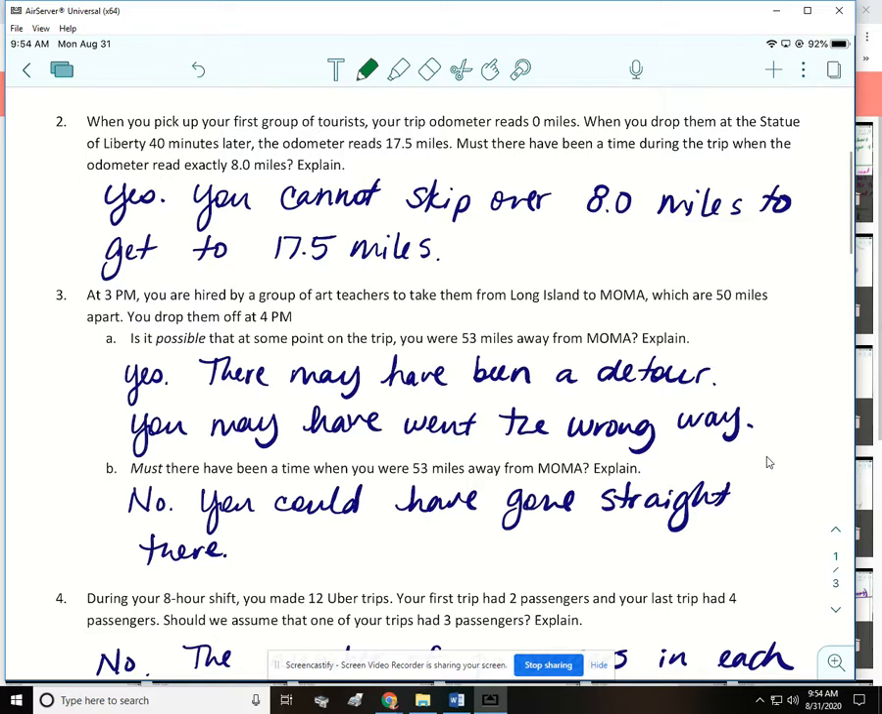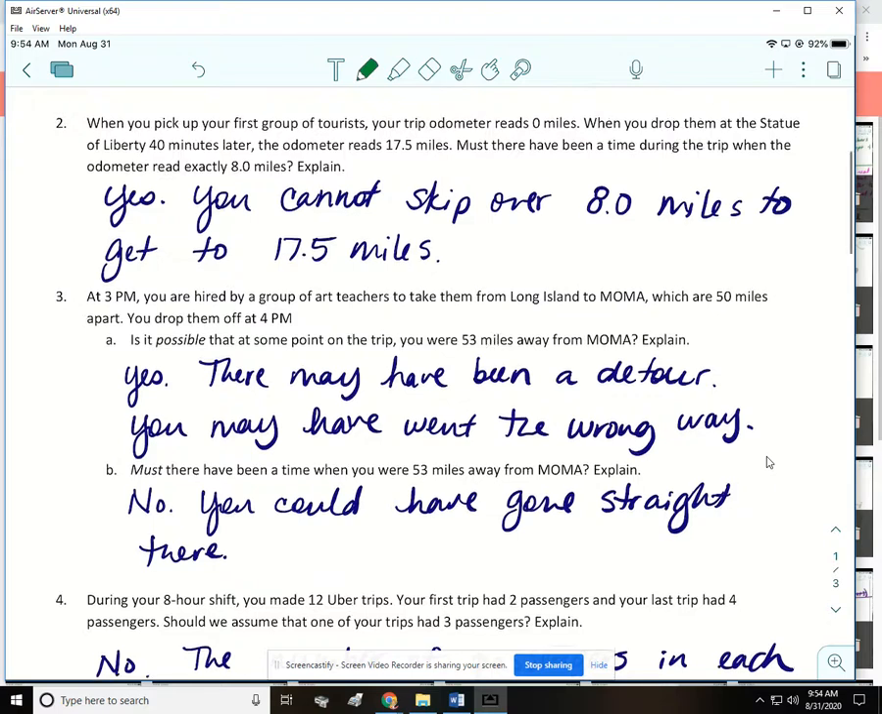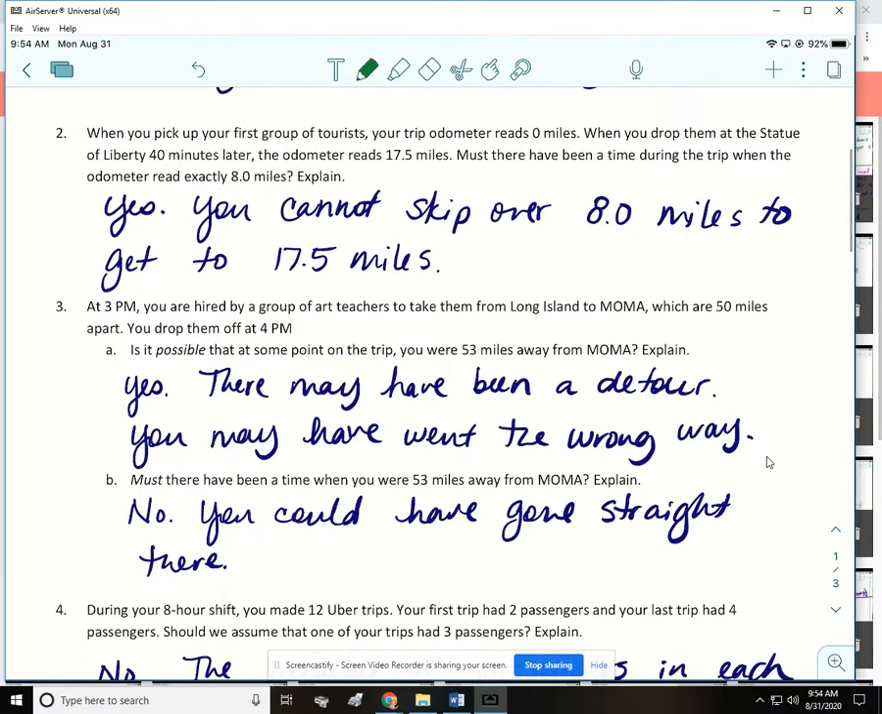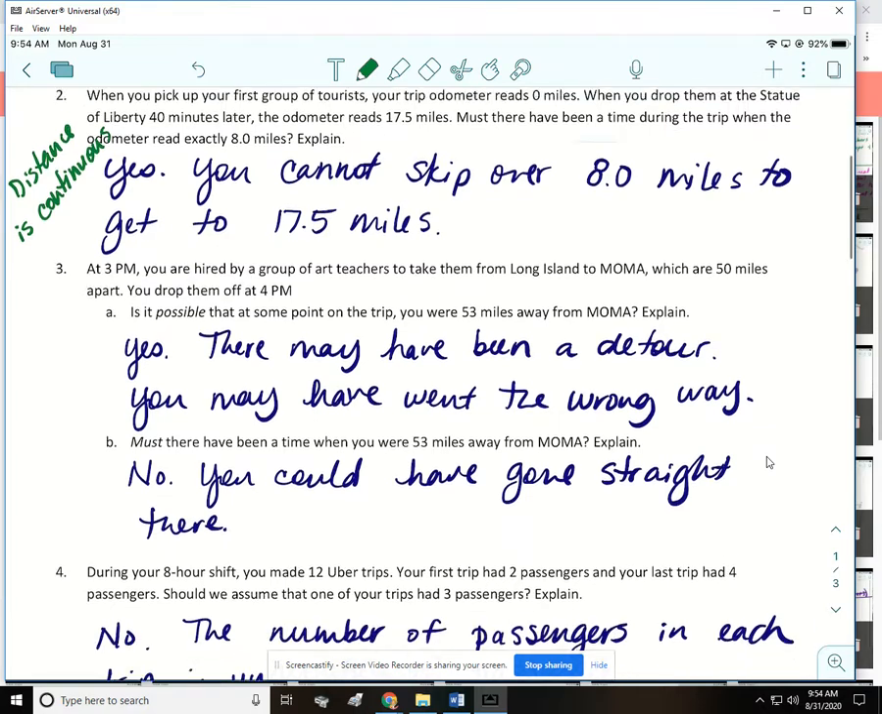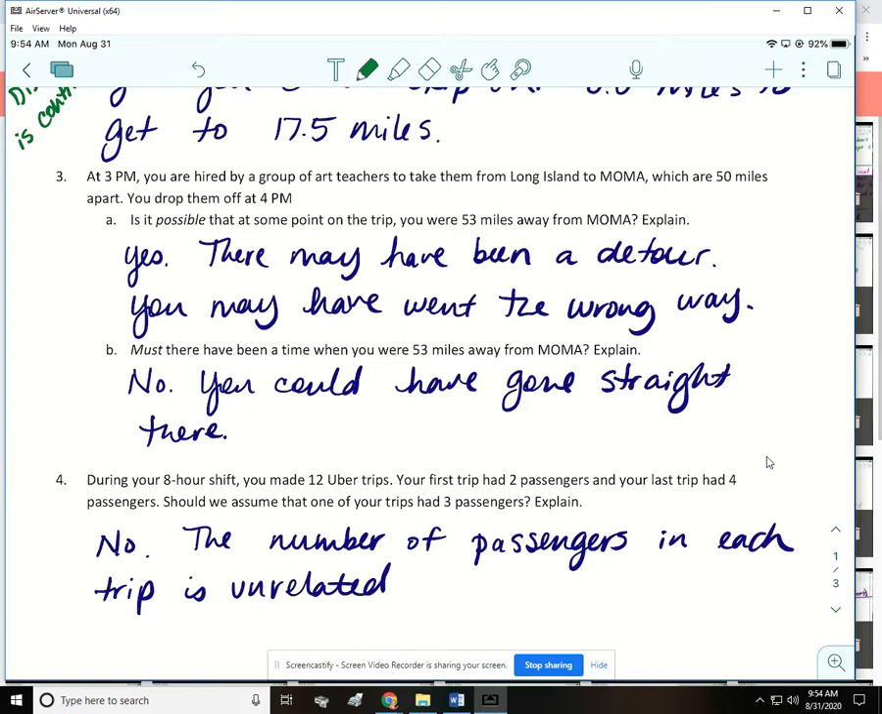All right, so two, must there have been a time during the trip when the odometer read exactly 8 miles? Definitely. You cannot skip over 8 miles to get to 17.5. And so one note about that is that distance is continuous. You can't jump space.